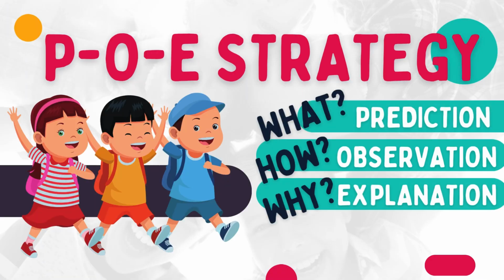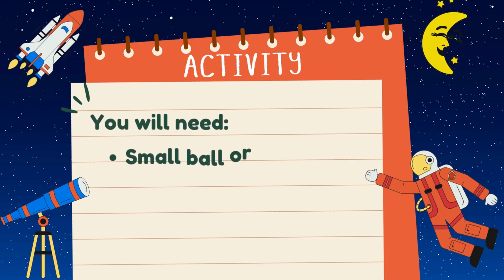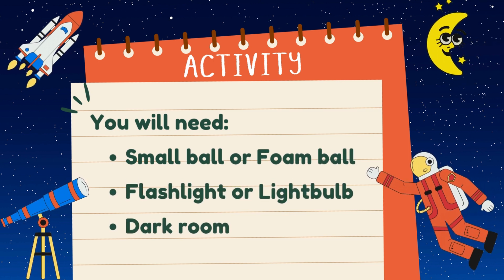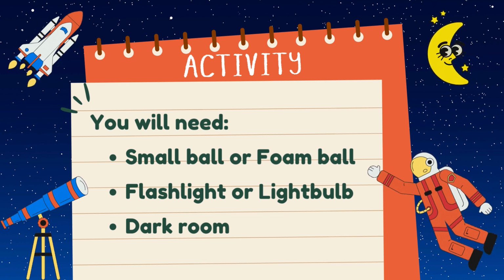Let us know the answer with the use of the POE strategy: prediction, observation, and explanation. For this activity, you will need a small ball or foam ball, a flashlight or light bulb, and a dark room.